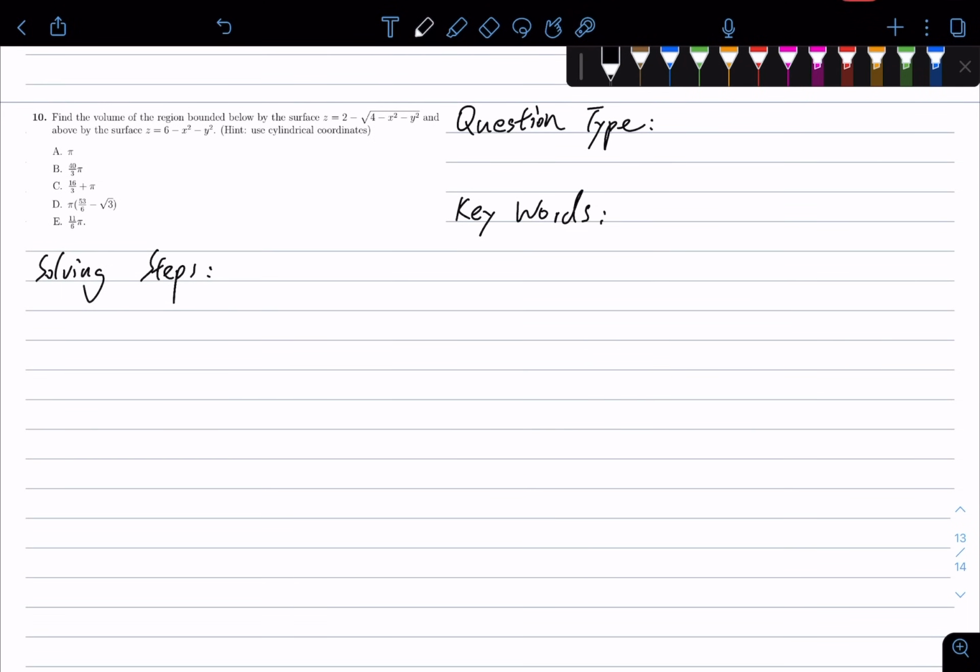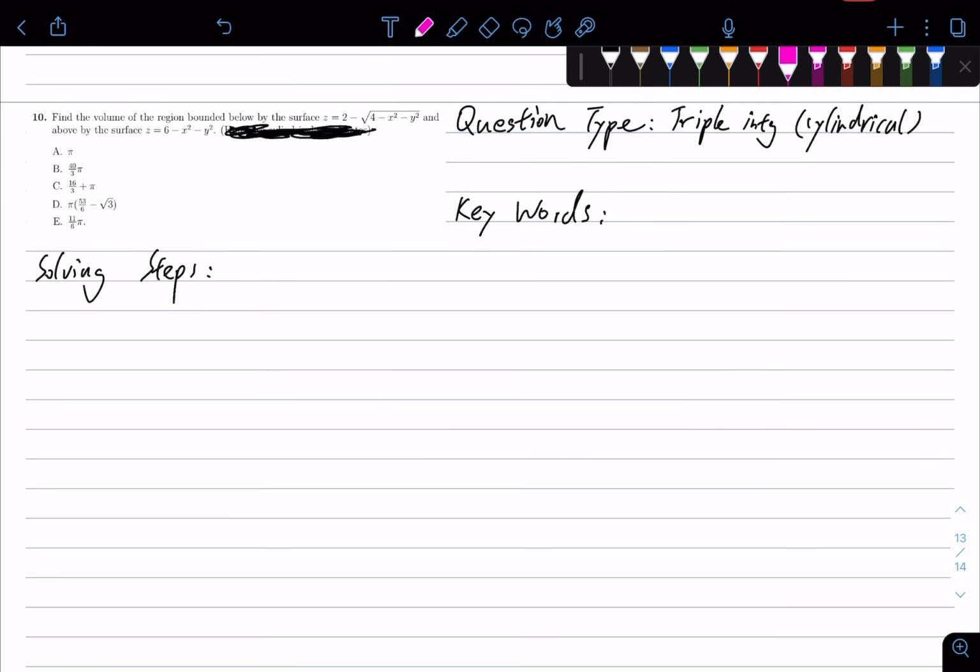Question number 10. Find the volume of the region bounded below by the surface and bounded above by the other surface, right? And then it gave you a hint to use cylindrical coordinates. But what if I just go ahead and remove this hint from you? How can you still come to the conclusion that this is a triple integral in cylindrical coordinates? Hopefully I gave you some time to think about it.